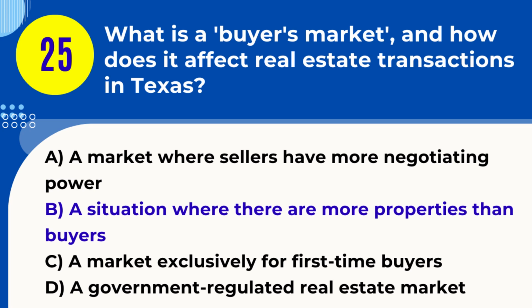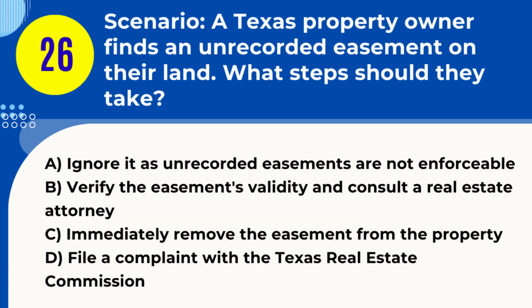Explanation. A buyer's market in Texas real estate occurs when there are more properties available than there are buyers. In such a market, buyers often have more negotiating power, potentially leading to lower prices and more favorable terms for them. Question 26. Scenario. A Texas property owner finds an unrecorded easement on their land. What steps should they take?